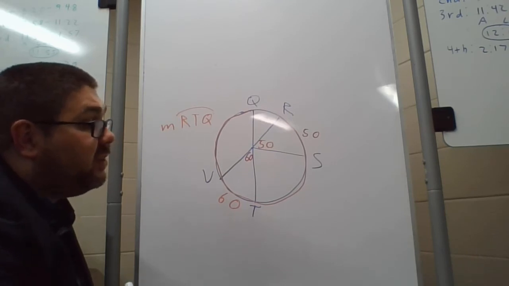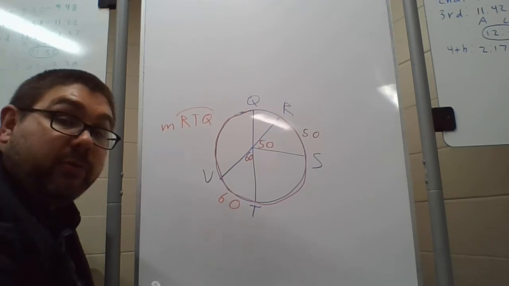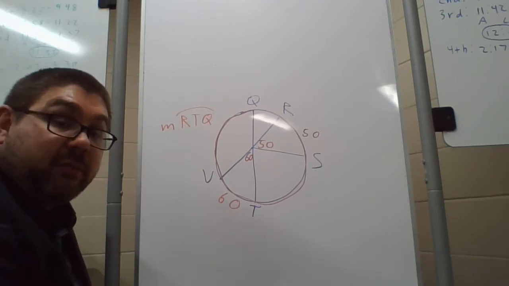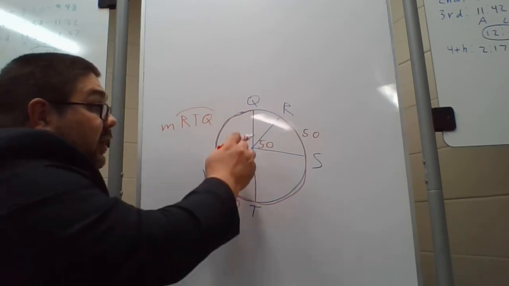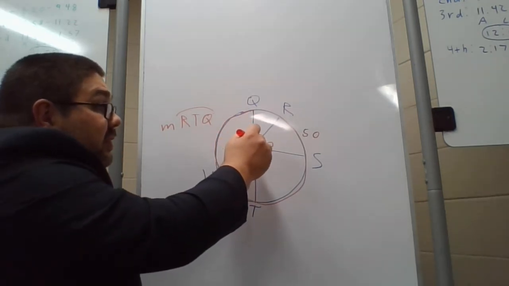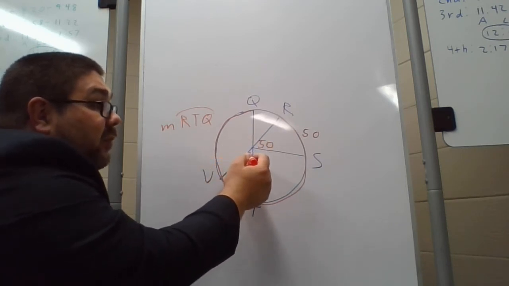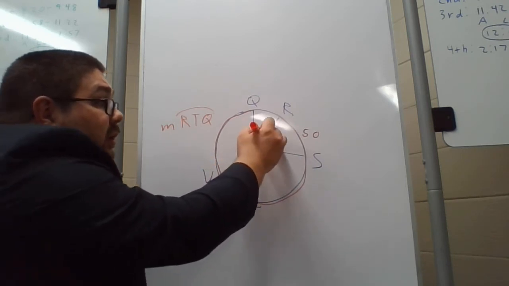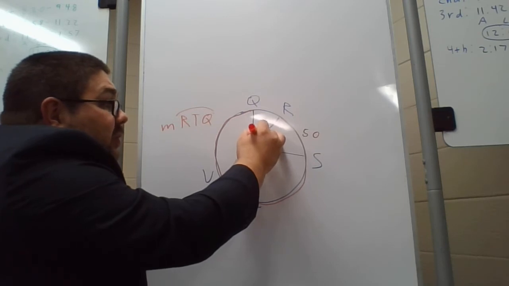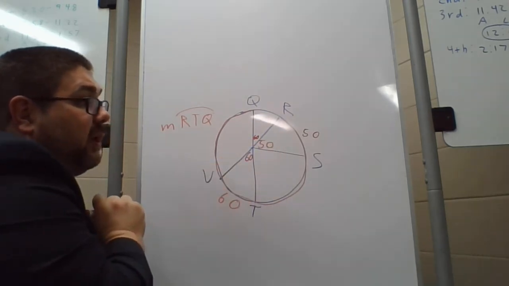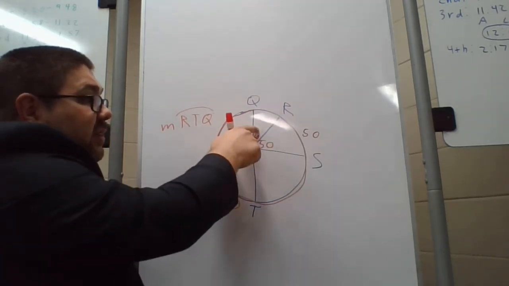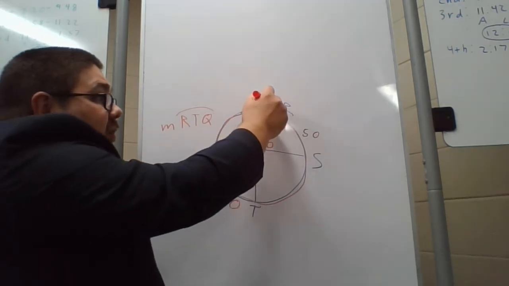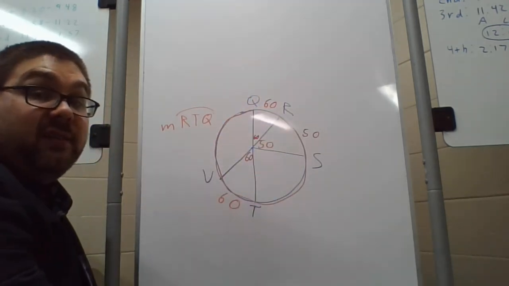There are multiple ways you can do this problem. Multiple ways to reason this problem out. One way is to say, look at this. This is a vertical angle. Notice that there are two lines crossing. A vertical angle is the same on both sides. Okay? So 60, 60, 60.